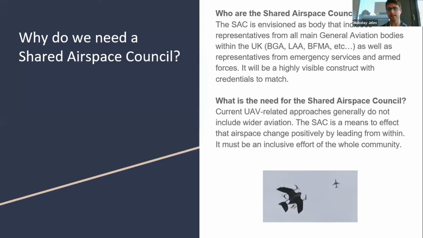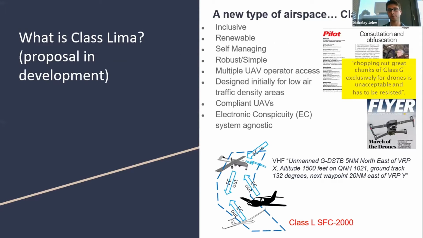So the idea is to put a number of high-ranking individuals in a shared airspace council that have representatives from the GA community in the UK, Emergency Services and Armed Forces, and discuss to them an idea that we have, which is what we've called a class Lima. And the question that many people ask is, well, what is class Lima? And the answer that I can say is, well, we don't know. This hasn't been developed yet.